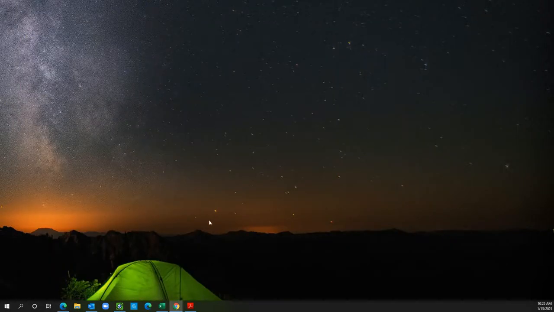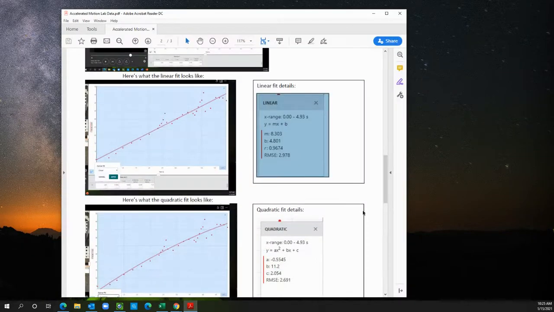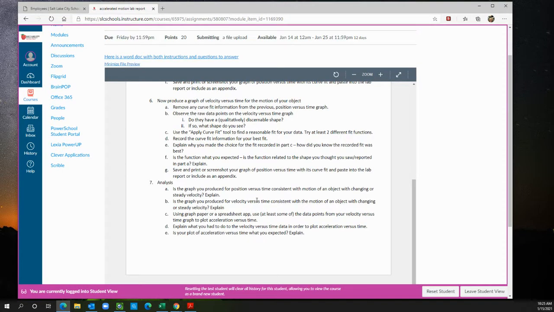If you're in period 1B, you do not need to include that as part of your lab report, because I did not get this information to you in time. But for periods 3B and 4B, I expect you to analyze your own acceleration calculations for your own data.